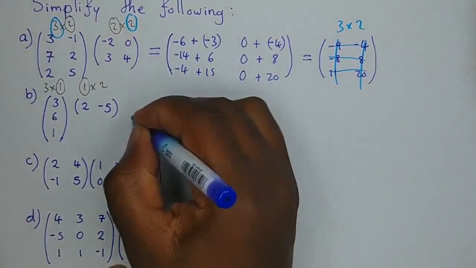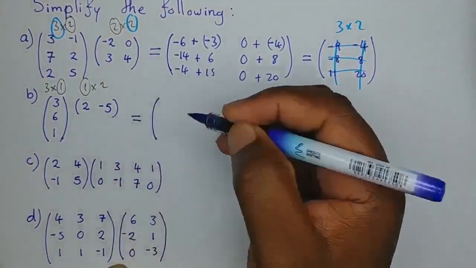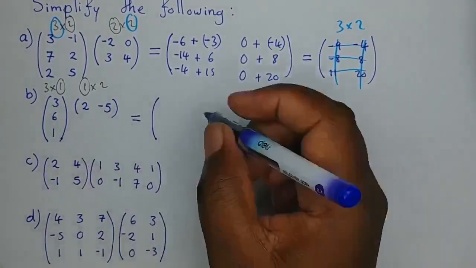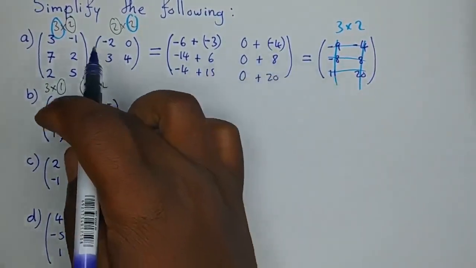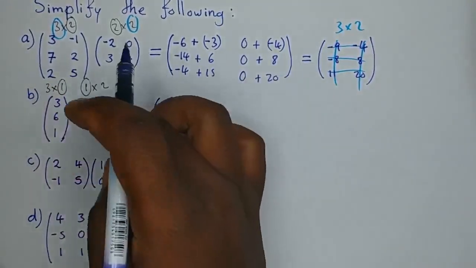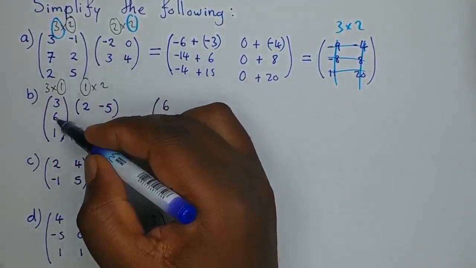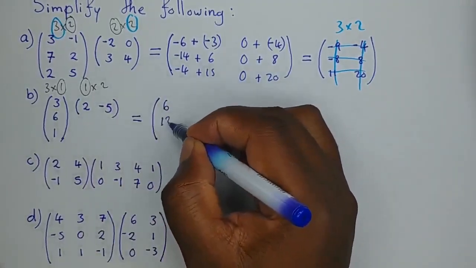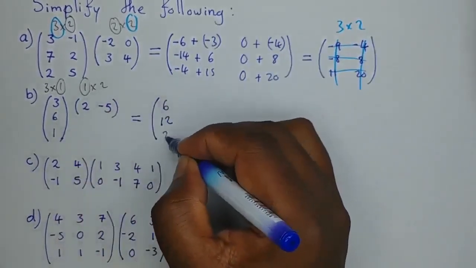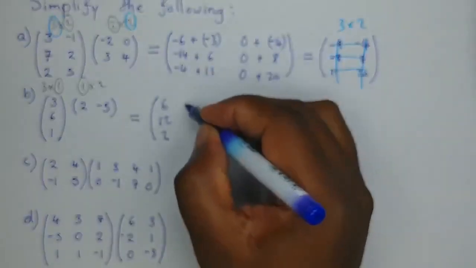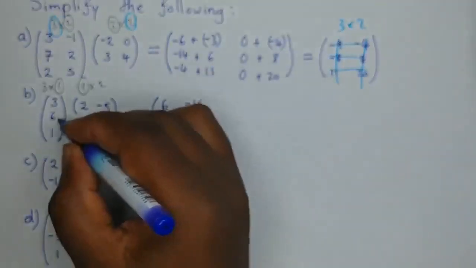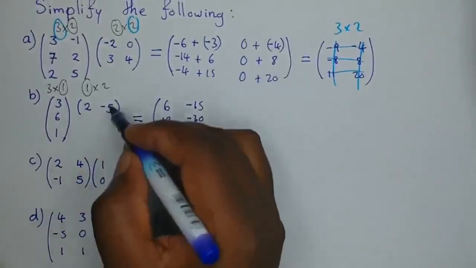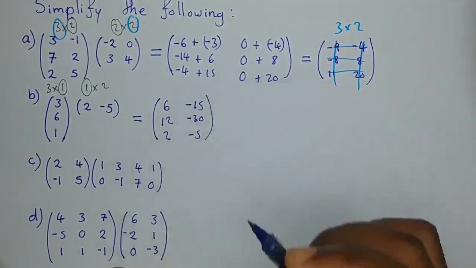Okay, let's start. Again, row by column. So first row times first column. 3 times 2, that is 6. So we just have 1 row here. Or rather, we just have 1 column. So 6 times 2, there we get a 12. 1 times 2, we get a 2. 3 times -5, we get -15. 6 times -5, we get -30. 1 times -5, we get -5. That's it. That's our answer.